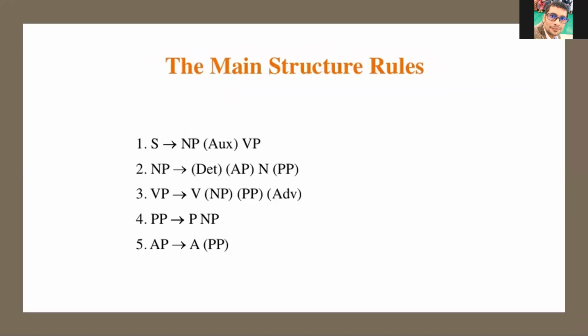Okay, so the main structure rules after discussing the tree diagram. S is directed to NP, VP. NP is determiner, AP, that is adjective phrase, or noun, and PP. VP is directed to verb, noun phrase, PP, and adverbial phrase or adverb. PP is directed to preposition and noun phrase. AP, adjective phrase, is directed to adjective and prepositional phrase. So these are the structured patterns of PS rules. You will have to check it clearly.